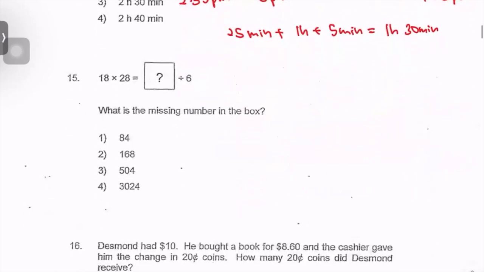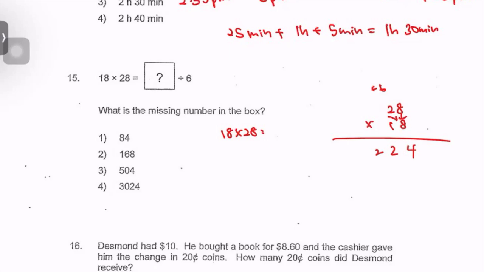Next, 18 times 28 equals question mark divided by 6. So this is a two-step kind of question. Firstly, you have to find out what 18 times 28 is. So let's work it out. Usually I like to put a bigger number on top and a smaller number at the bottom. There's no fixed way to do it, I just prefer it like that. So how do you do 2-digit times 2-digit? First you do 8 times 8, and that gives you 64. Next you do 2 times 8, and that gives you 16, plus this 6, hence it will be 22.